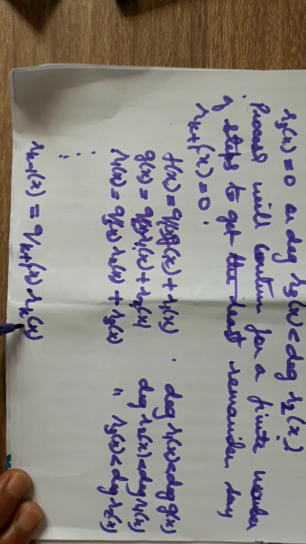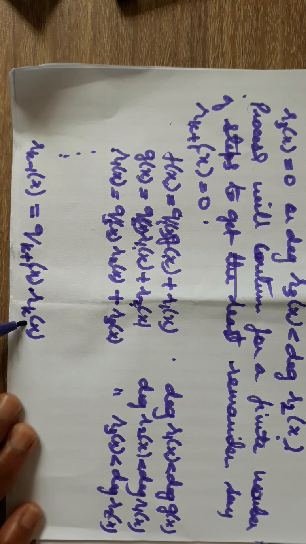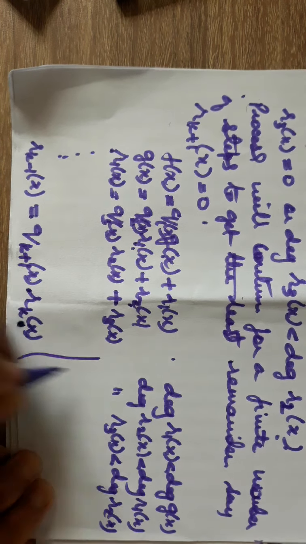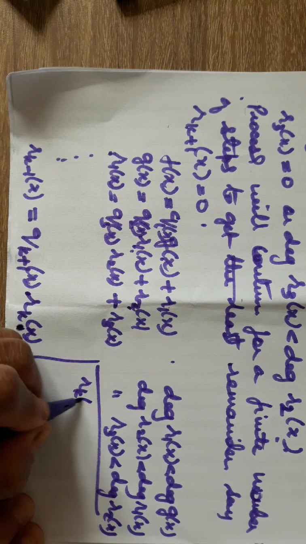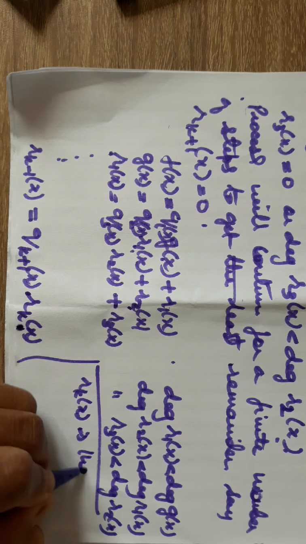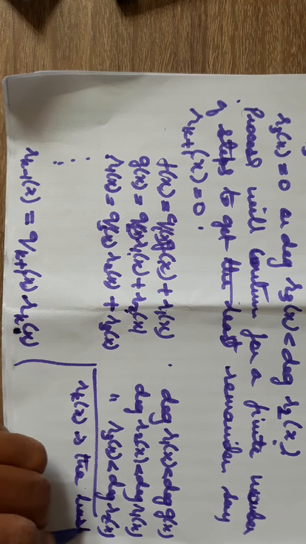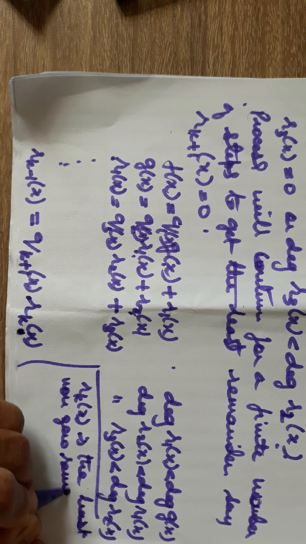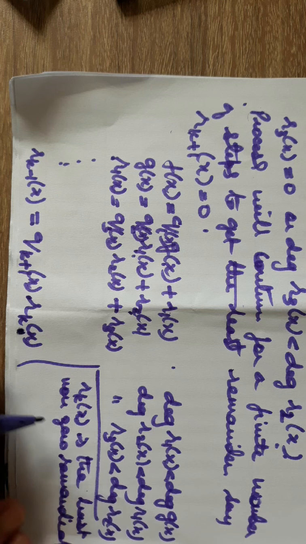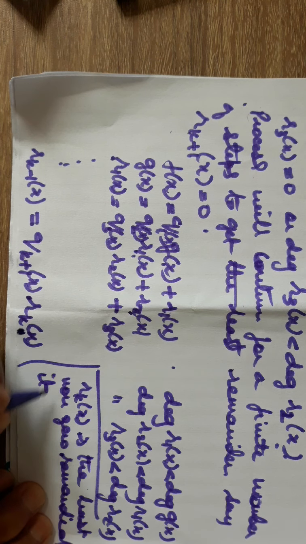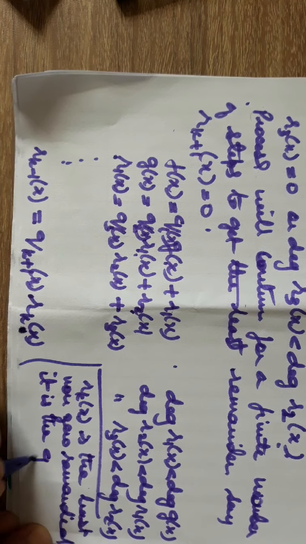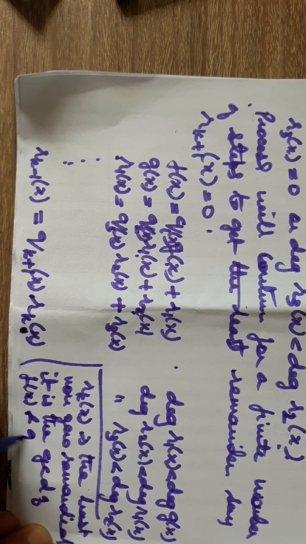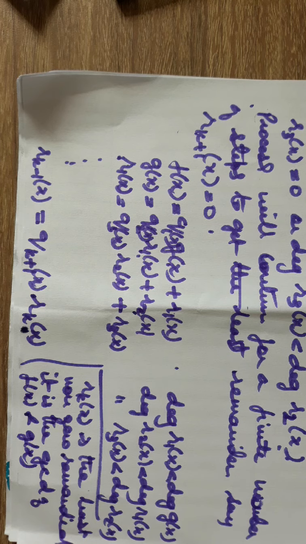So the last non-zero remainder, r(k)(x), is the least non-zero remainder, and it is the GCD of f(x) and g(x).